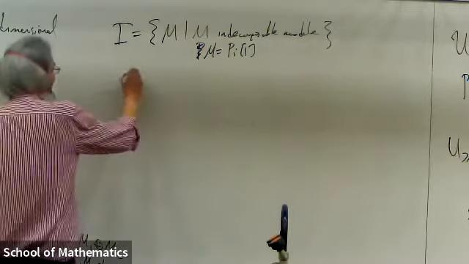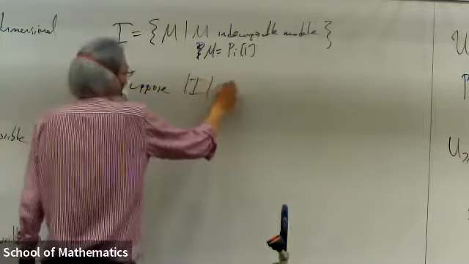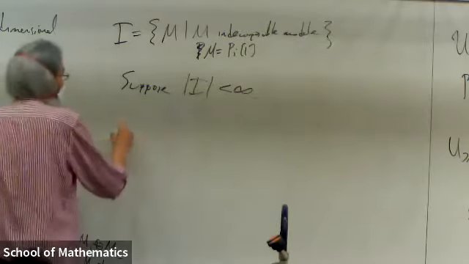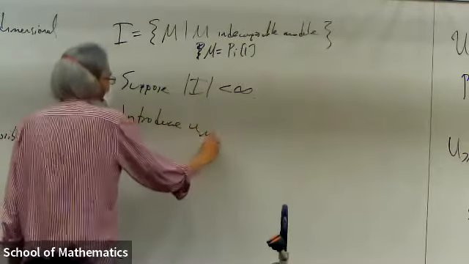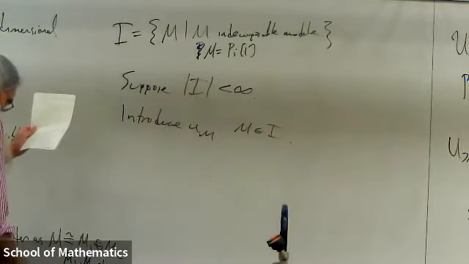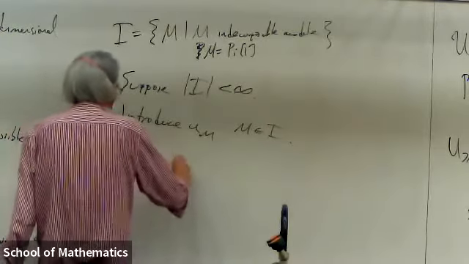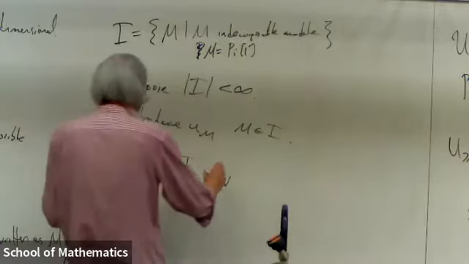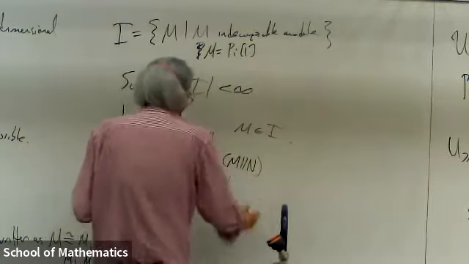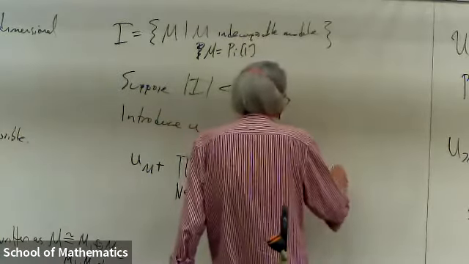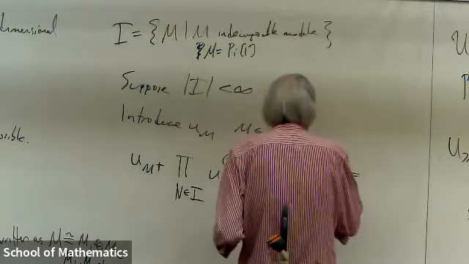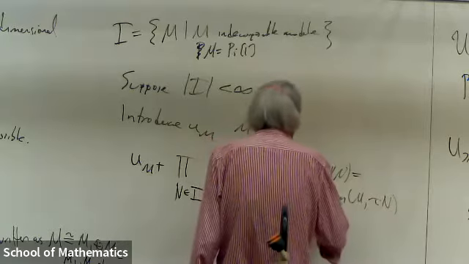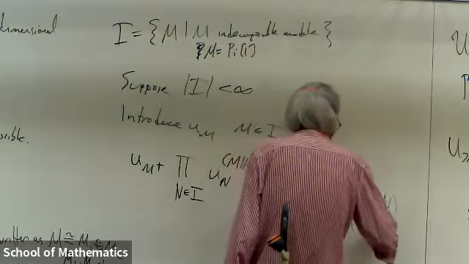For now, to begin with, I'm going to assume that I has only finitely many objects in it. So we introduce variables and equations, u_M plus the product over N in I of u_N to the power of some compatibility degree, where that compatibility degree is the dimension of the morphism space from M to the Auslander-Reiten translation of N plus the dimension of Homs from N to the Auslander-Reiten translation of M.